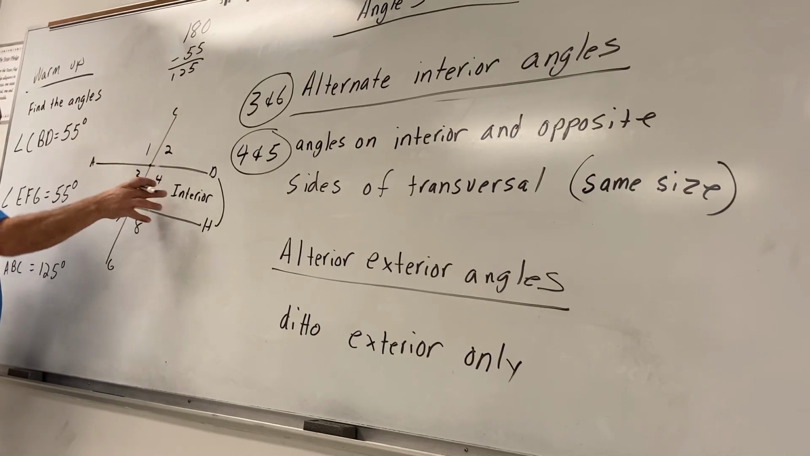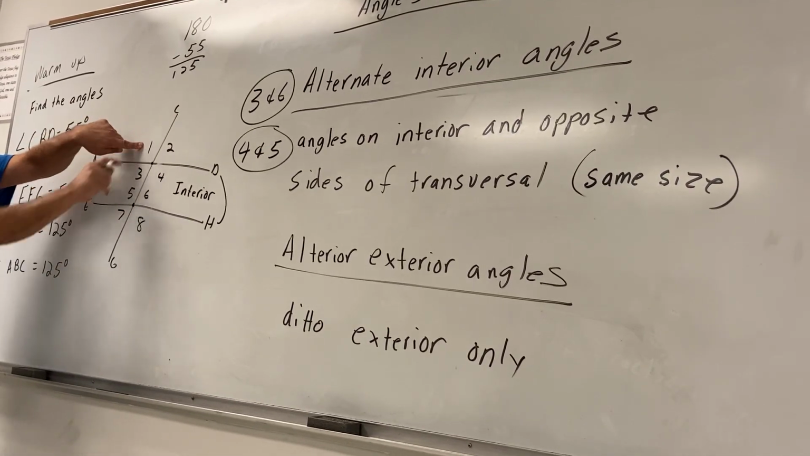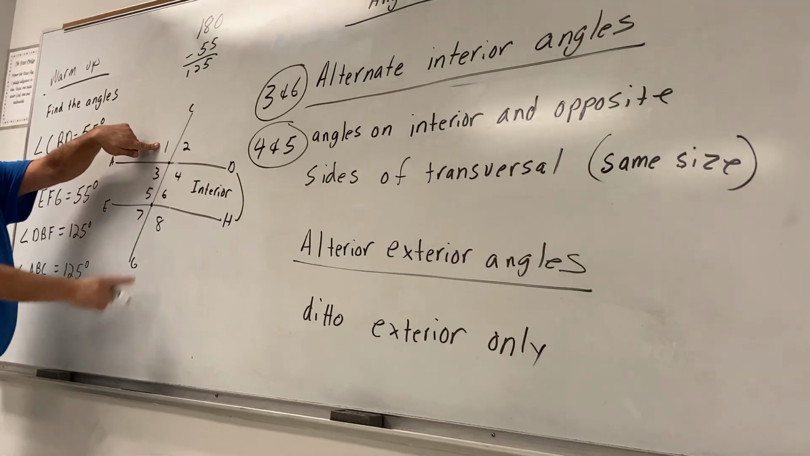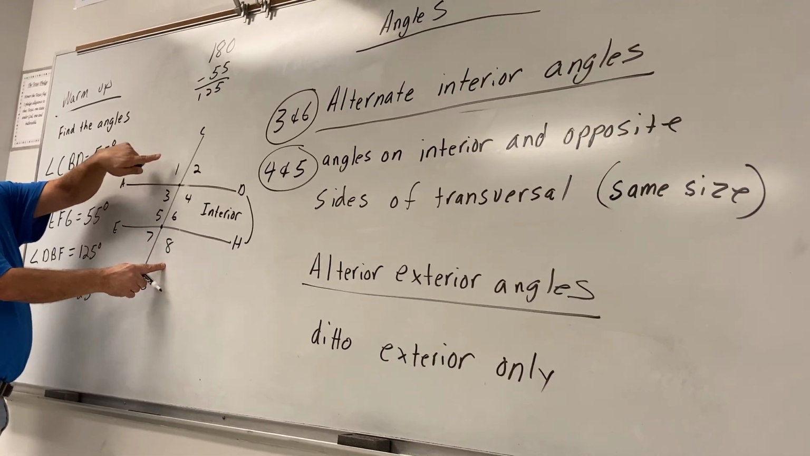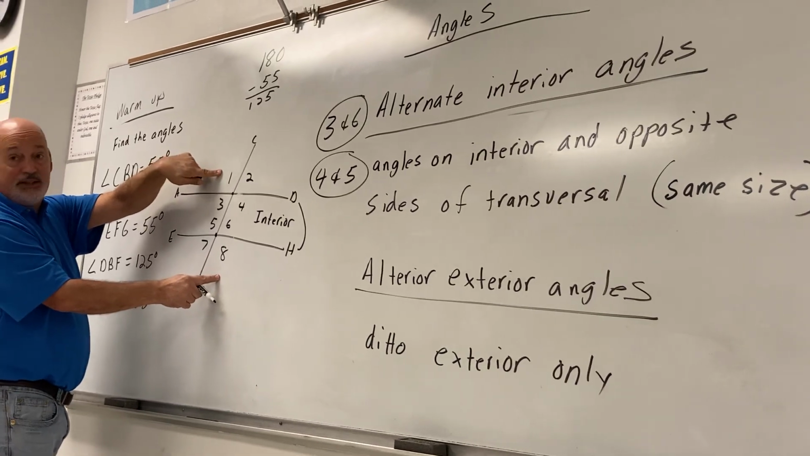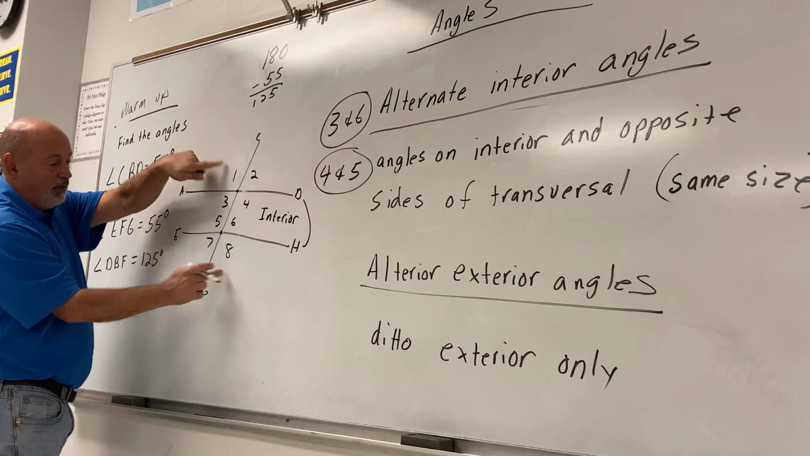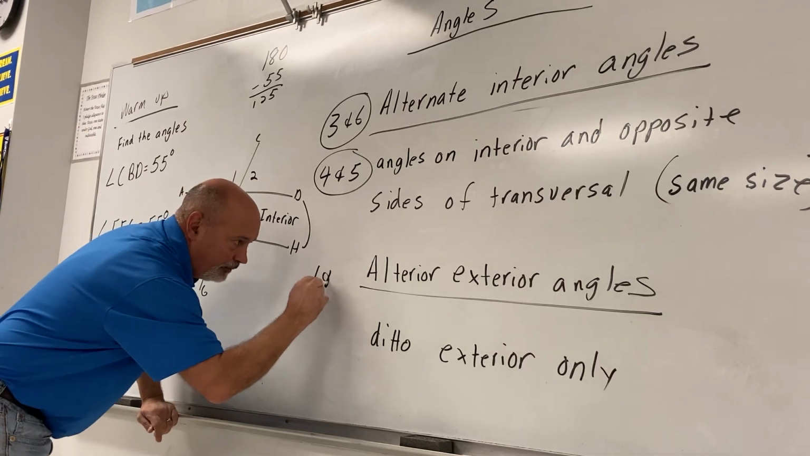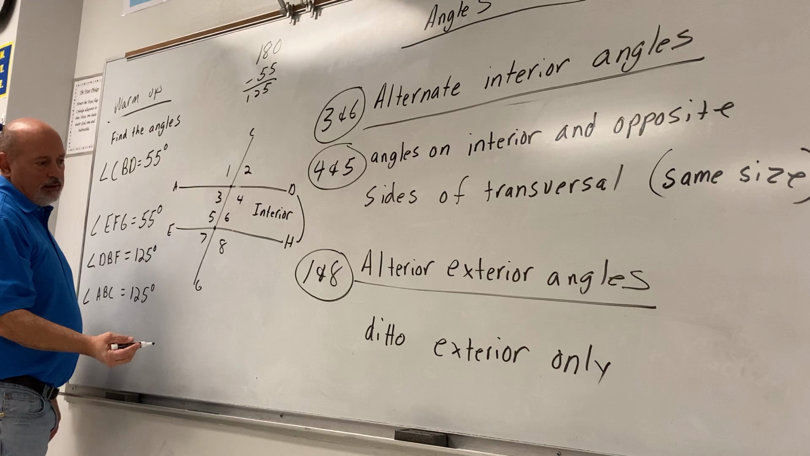Are you with it? Because these are all the interior. So is 1 big or little? Big. Is 8 big or little? Big. So wouldn't that be alternate exterior? They're the same size, they're both big, and they're on opposite sides of the transversal. So 1 and 8. What else? 2 and 7.